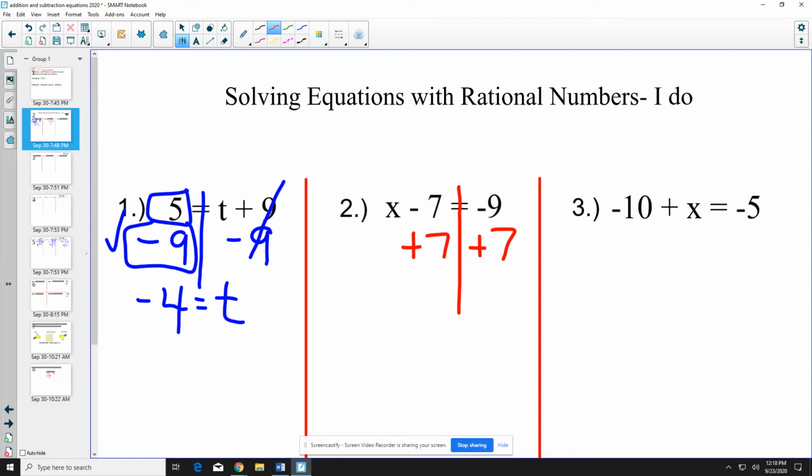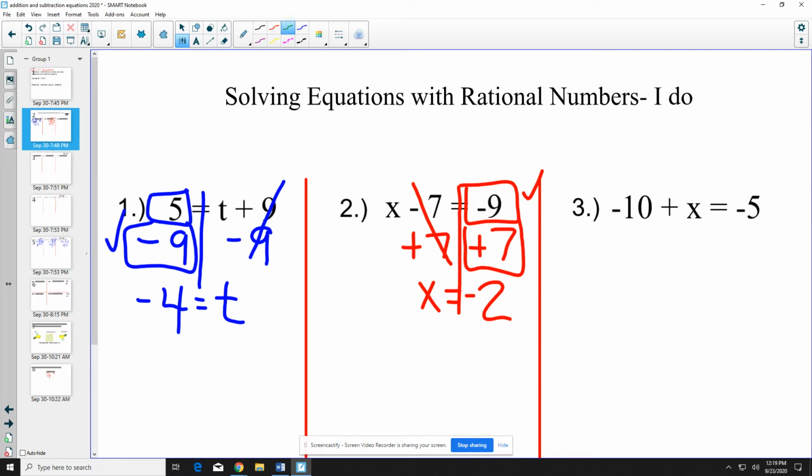Then a negative 7 and positive 7 make 0. They cancel out. I bring down my x. I bring down my equals. When I add negative 9 and positive 7, I'm going to box and check. Are negative 9 and positive 7 the same sign or different? Different. Do I add or do I subtract? Subtract. 9 take away 7 is 2. The higher number I checked is negative. So my answer should be negative 2.